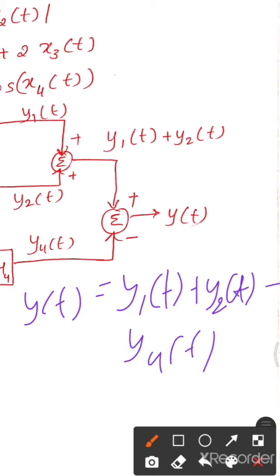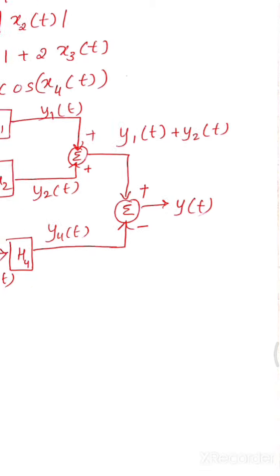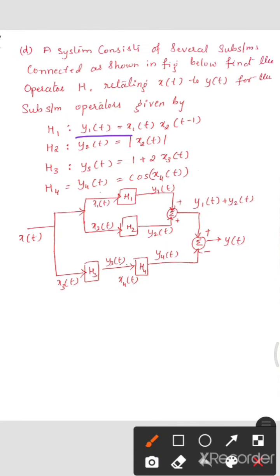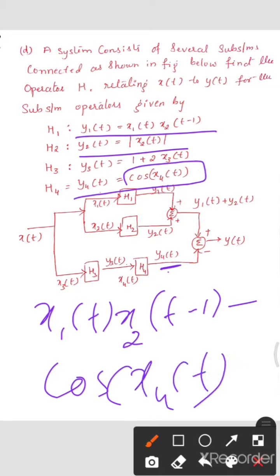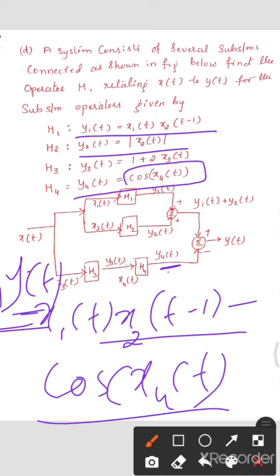Now we have to start substituting. What are y1 of t, y2 of t and y4 of t? They have given them in terms of x. You can observe here, right? y1 of t is x1 of t into x2 of t minus 1. Then minus y4 of t, which is nothing but cos of x4 of t. We have to express all these things in terms of x of t and y of t. Anyhow, this is equal to y of t. Y of t equal to only, we have got this, but these things should be in terms of x of t.